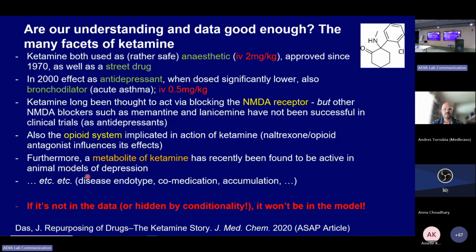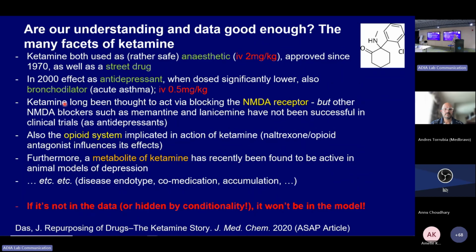Another example of that, ketamine. So it's a compound. It's quite an interesting compound. And I want to illustrate why it's actually difficult to label biological and medical data. So that compound has been around for ages. It's been used as an anesthetic originally at a certain dose, IV, so intravenously, 2 milligram per kilogram dose. Has been approved very long time, used in animals and so on as well. But it's also used as a street drug. In 2000, the effect as an antidepressant was discovered, but dosed lower at only a quarter of the dose.